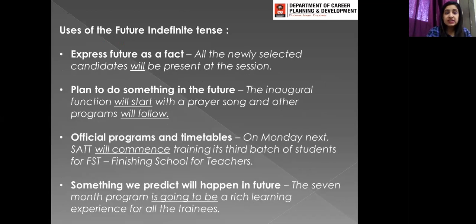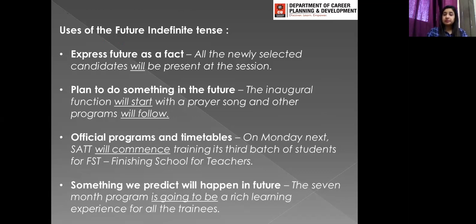Next, what are the uses? What are the conditions where you use the future indefinite tense? The first is that it is used to express the future as a fact. Something that happens on a daily basis, or even if it does not happen daily, it is a fact. For example, all the newly selected candidates will be present at the session.